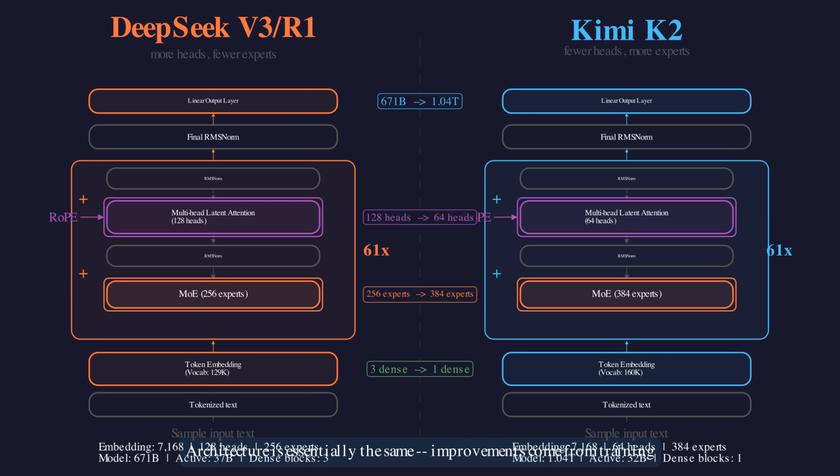Fewer heads, more experts, same vocabulary, same SwiGLU activation, same multi-head latent attention. The architecture is a remix, which means the entire performance gap between these two models comes down to training decisions. And those training decisions are genuinely wild.